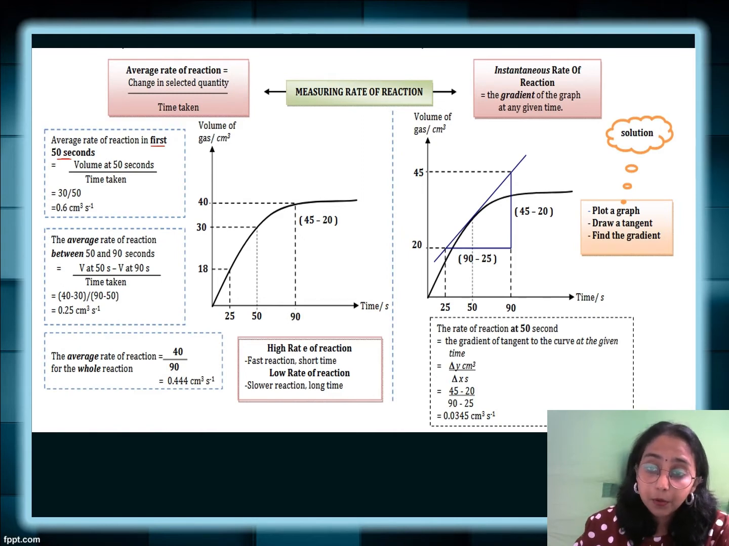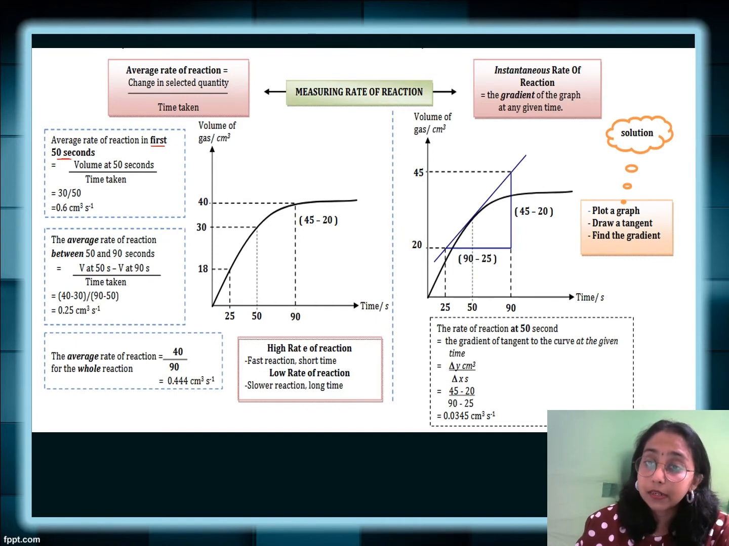At that point, find the volume of gas collected, and consider that the highest volume of gas collected. You take the highest volume of gas collected and divide by the time taken for the reaction to complete, if you want to calculate the average rate of reaction for the overall. Then you press your calculator and you get 0.44 cm cube per second. Now, what I showed you here is based on a graph. There are times for average rate of reaction when you don't need to plot the graph.